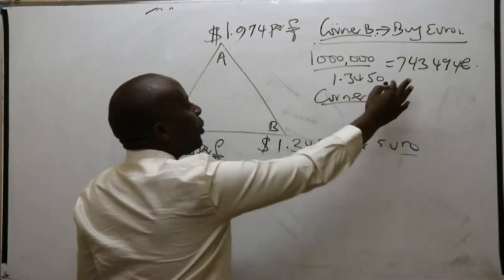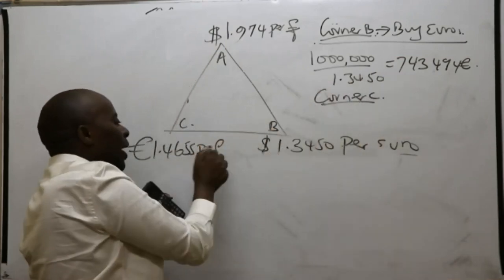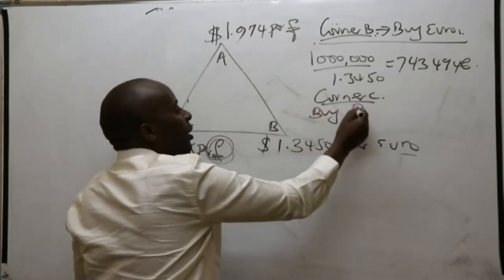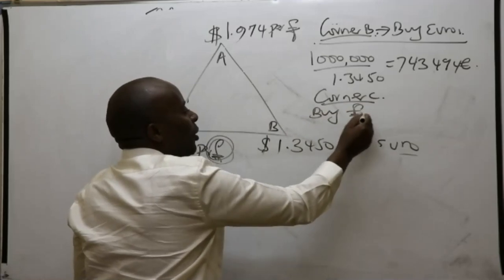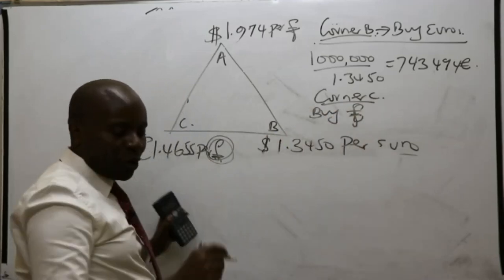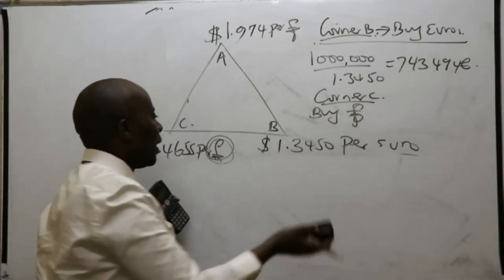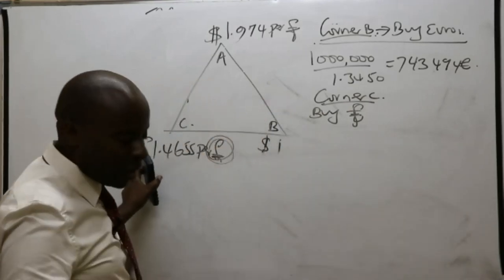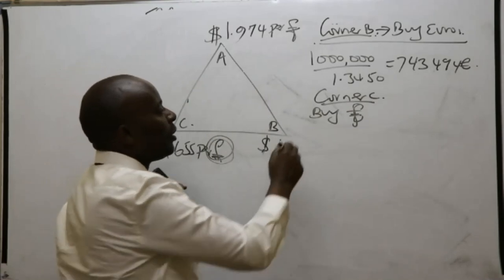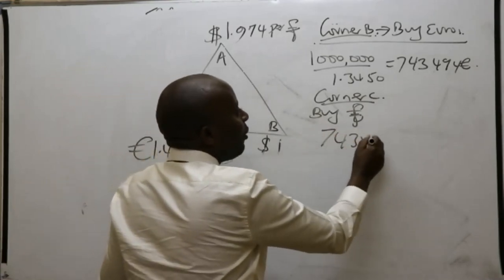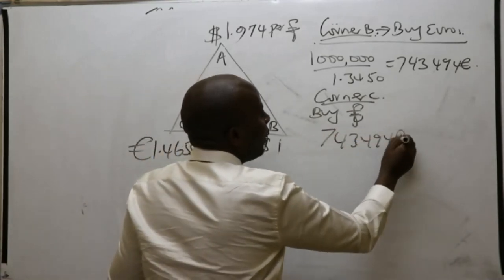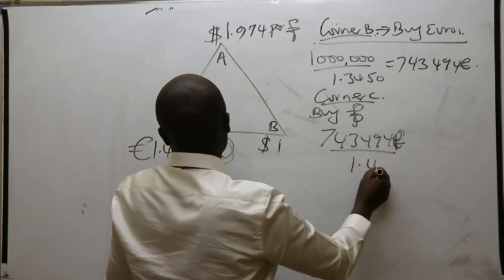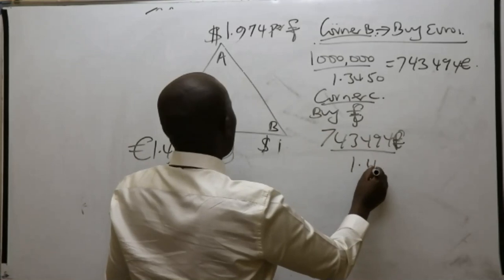Corner C, I happen to be having those euros. So go ahead and work on the other currency. So you buy the pound. And if I'm going to buy the pound, ladies and gentlemen, there is no way I can multiply that euro amount with this euro amount. What I need to do is to come and divide. So we have here 743,494 euros. You divide this by 1.4. That's corner C, sorry.